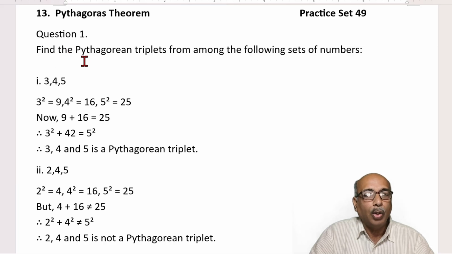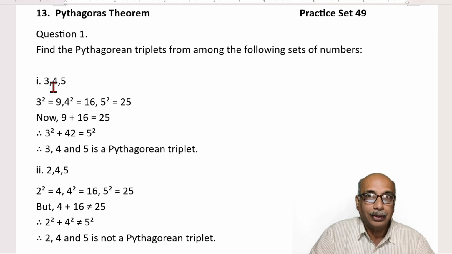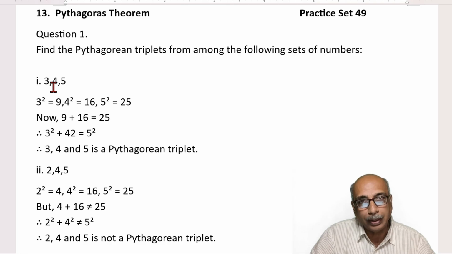Question 1. Find the Pythagorean triplet from among the following sets of numbers. Numbers are given. Here a very simple method is there. You have to find out the square of each number. The sum of the squares of the two smaller numbers must be equal to the square of the greater number. If it is so, then it is a Pythagorean triplet. Otherwise, not so. We'll see with examples.